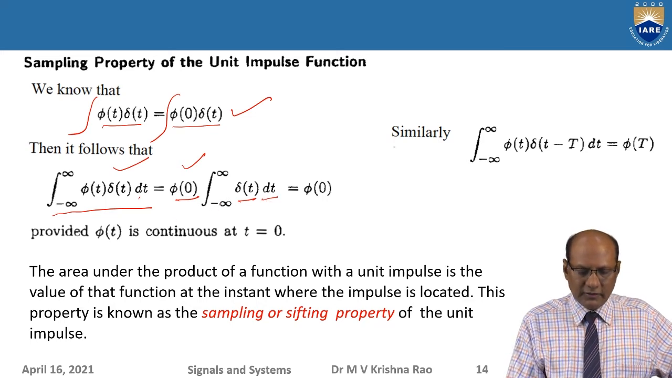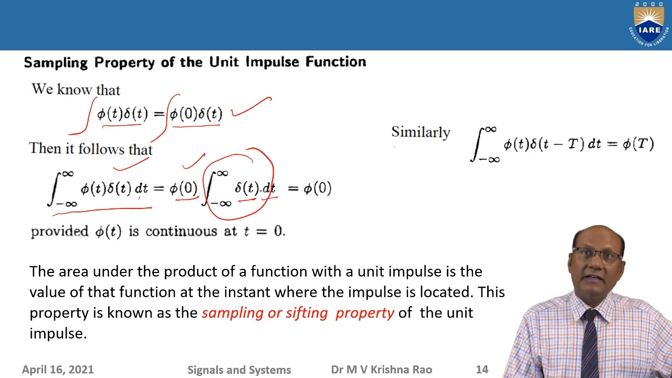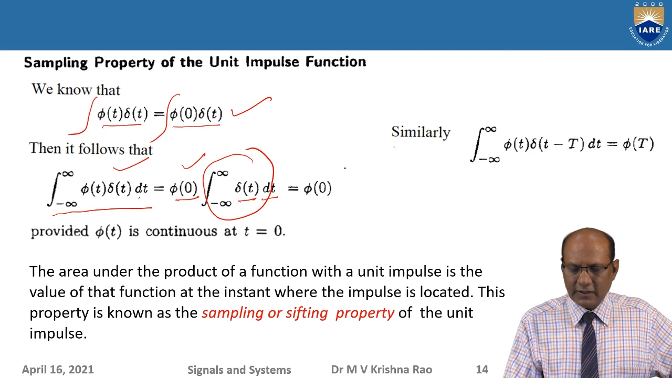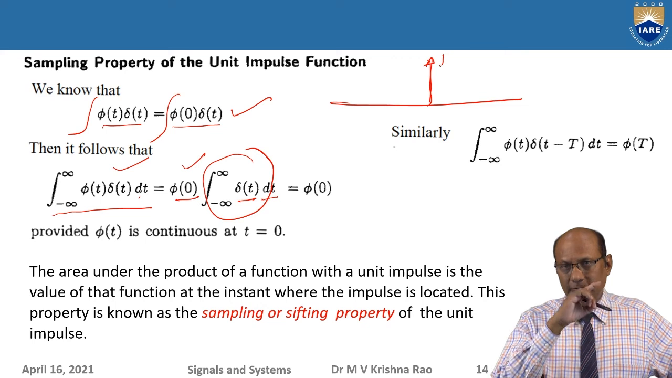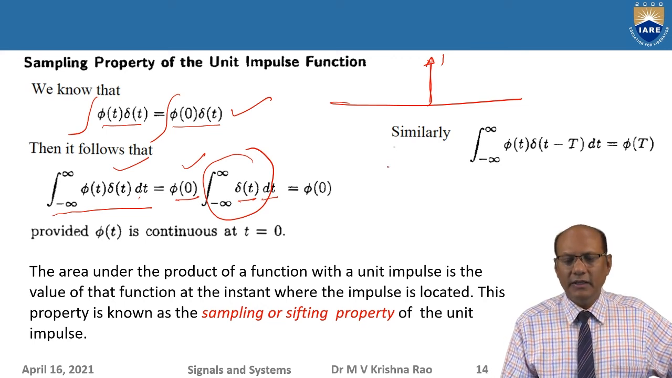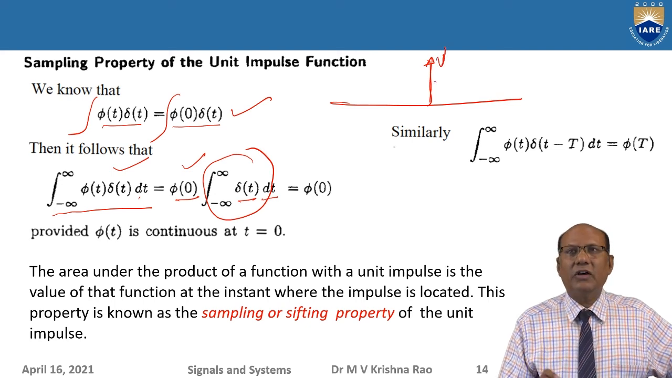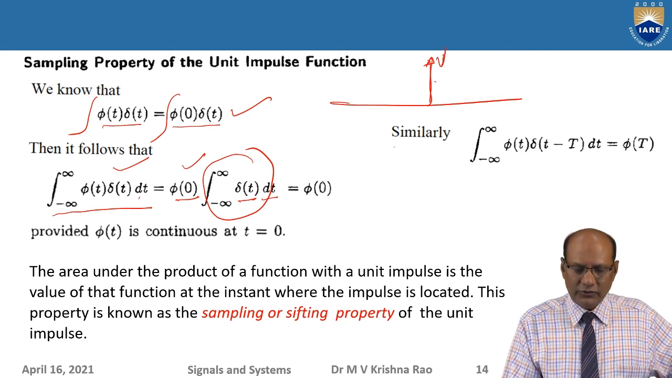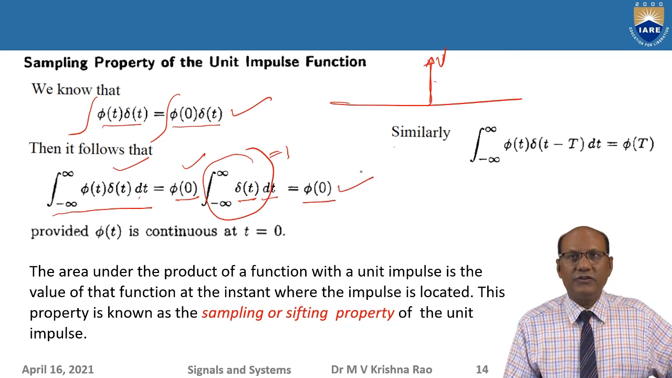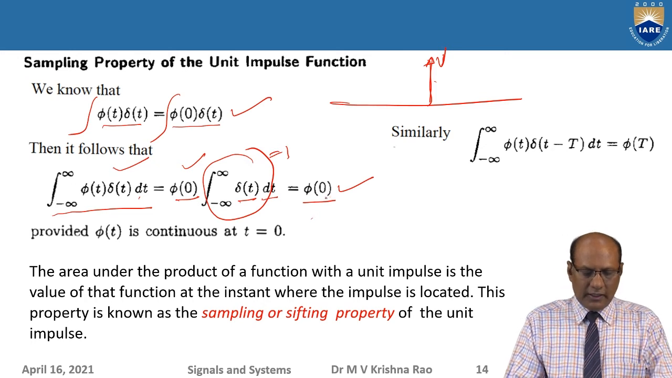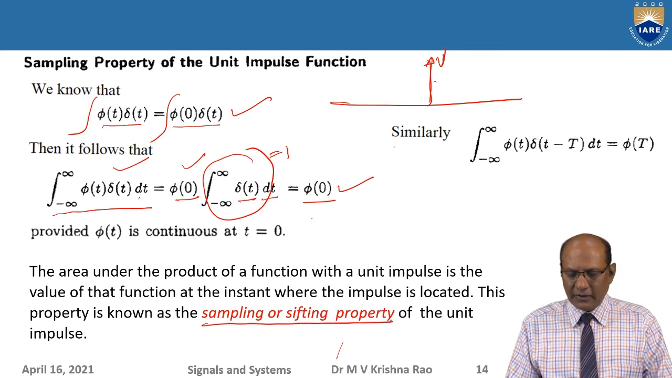So what is this portion? This is the area under the curve of the delta function. What is the delta function? Height is unit impulse function. It is unit impulse, height is unity and area is also unity. So if I integrate this, I will get the same value, equal to unity. So phi of 0 multiplied by unity, I will get phi of 0. This is what you have. And this is called the sampling property or shifting property.